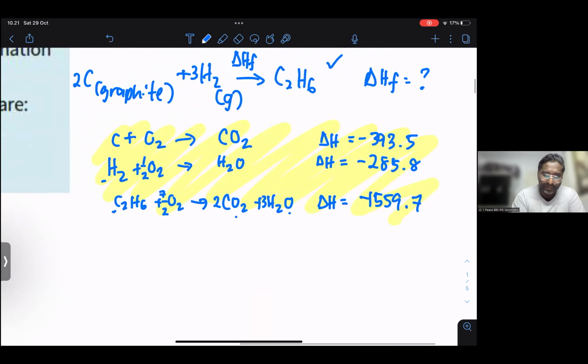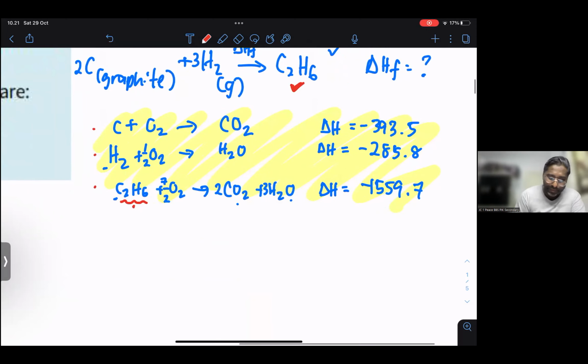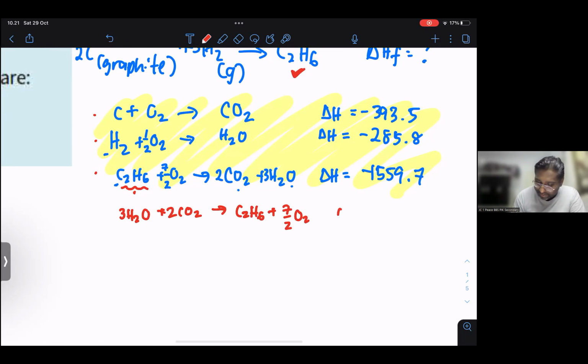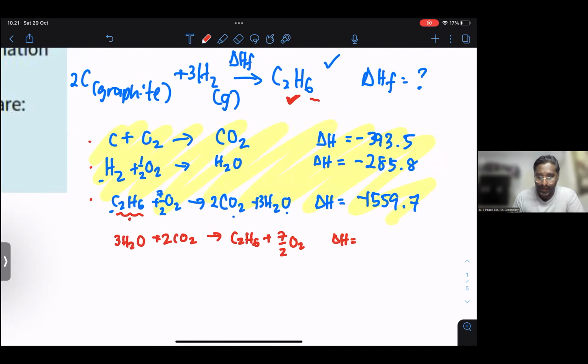It's like a puzzle, yeah. So first of all, you look at C2H6. You look at these 3 equations. See where is C2H6? This is C2H6, and it's 1 mole. So 1 mole is okay. But another problem is this is the product, and this is at the reactant side. So what you need to do, you need to rearrange them into 3H2O plus 2CO2 to give you C2H6 plus 7 over 2 O2. But because we rearrange, we want it to come to the right hand side. So we are going to have plus 1559.7. Okay, that is done.